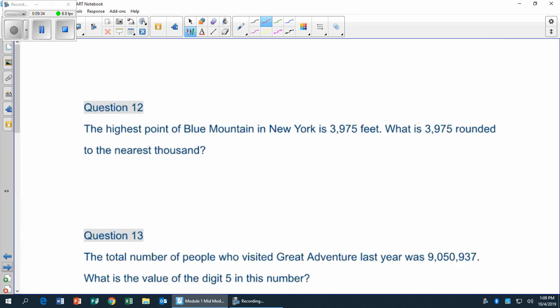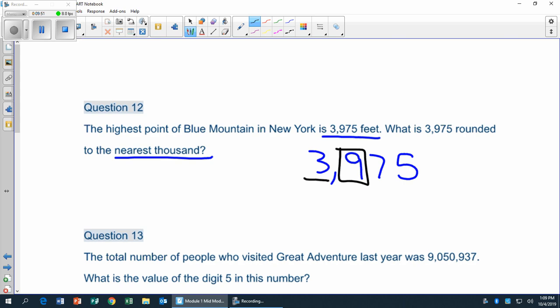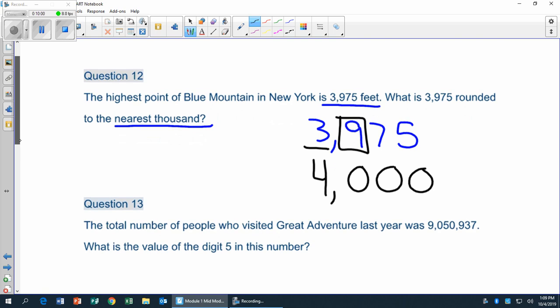Question 12. The highest point of Blue Mountain in New York is 3,975 feet. They want us to round that to the nearest 1,000, so I'm going to rewrite it. I'm going to find the digit that's in the thousands place. I'm going to underline it, box the number to the right. The 9 tells me to bump the 3 up to a 4. Everything to the right becomes 0 because there's no decimal.